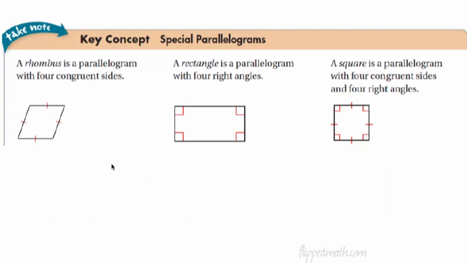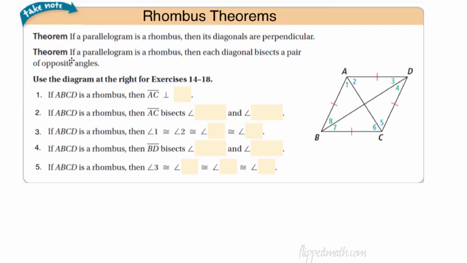Let's go to the next section. All right, so these are the definitions of rhombus, rectangle, and square. A rhombus is a parallelogram that has four congruent sides. A rectangle is a parallelogram with four congruent angles, and a square is a parallelogram with four congruent sides and four congruent angles. That's easy enough. All right, so let's look at some theorems about rhombuses. What makes rhombuses special? We have two theorems here.